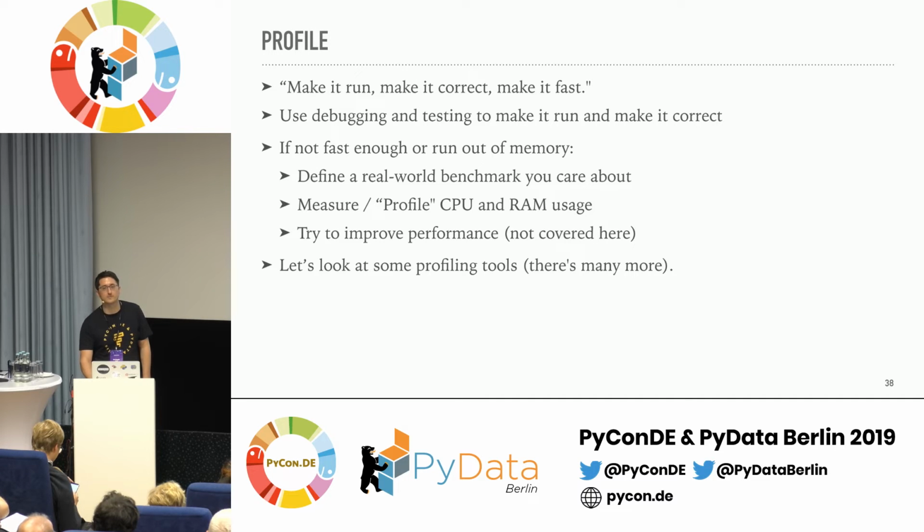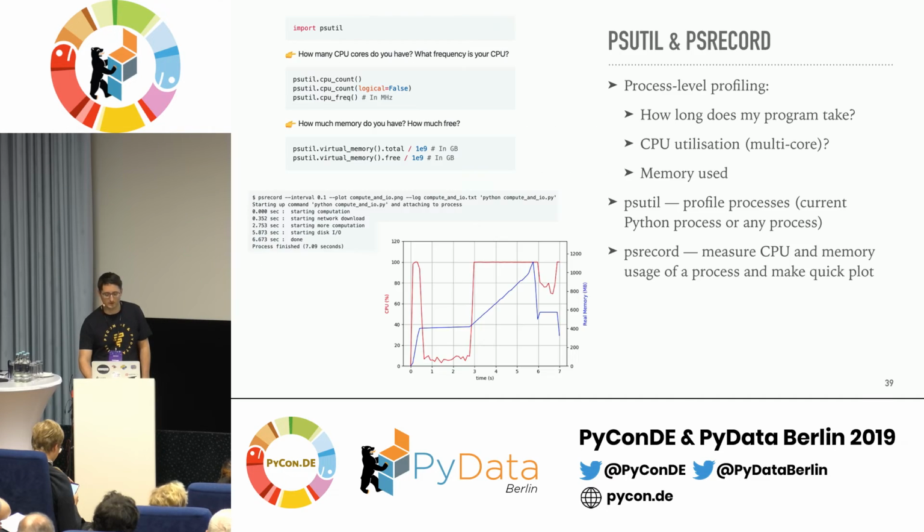There are really a lot of profiling tools in Python. This is just 3 that I picked out. The first one is, if you want to do process level profiling, you can use psutil or psrecord, which just measure how long does my program take, what is the CPU utilization over time, and what is the memory usage over time. You can get these graphs where psutil does process profiling, and psrecord then just does this as a function of time and makes a quick plot for you.